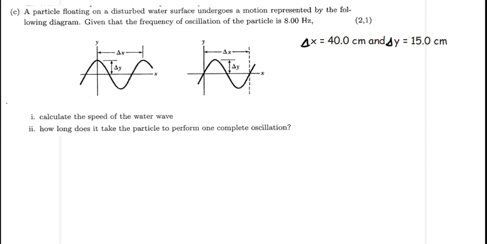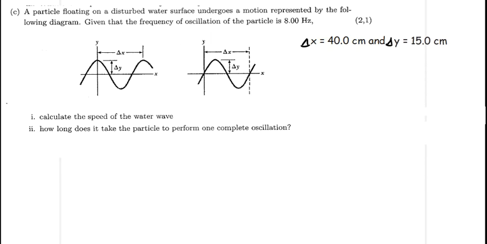The question is, a particle floating on a disturbed water surface undergoes a motion represented by the following diagram. Given that the frequency of oscillation of the particle is 8.00 hertz, that's the diagram we can see, guys. Then the first question is, calculate the speed of the water wave. Then 2 is saying, how long does it take the particle to perform one complete oscillation? Okay, so now we are interested in finding the speed.